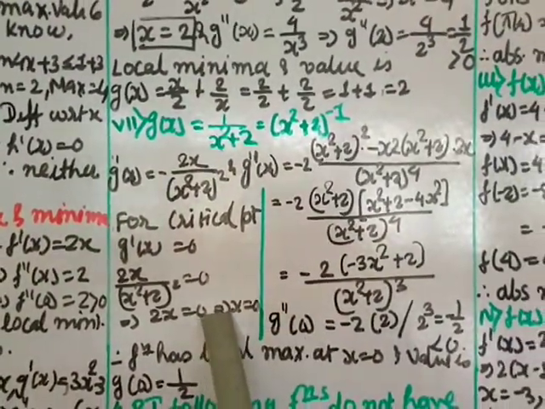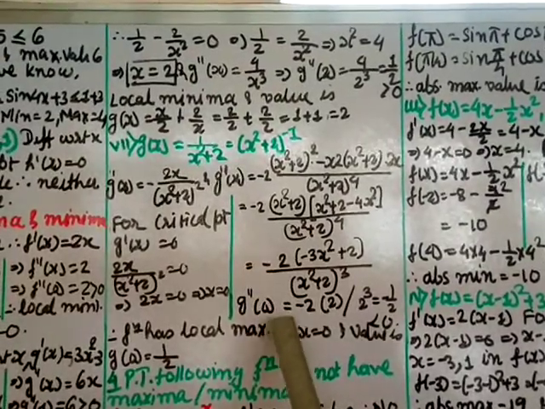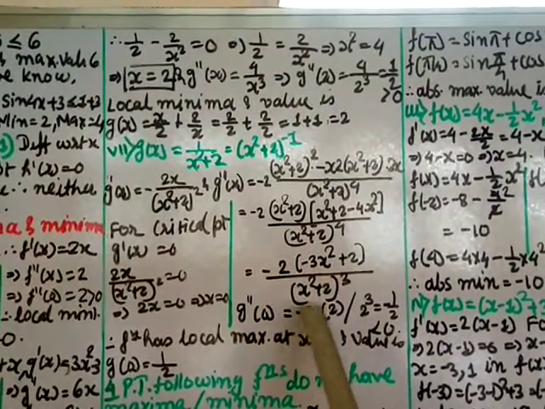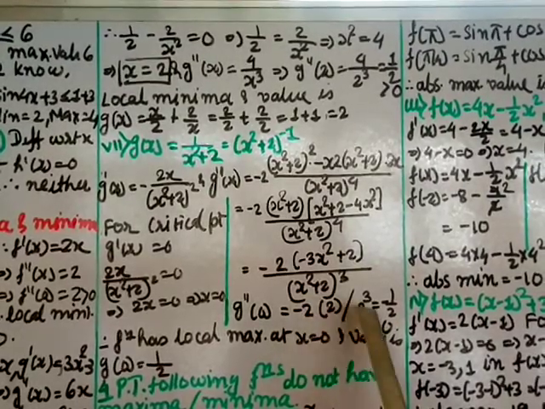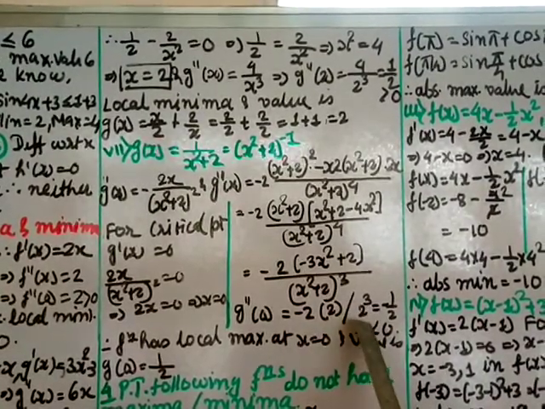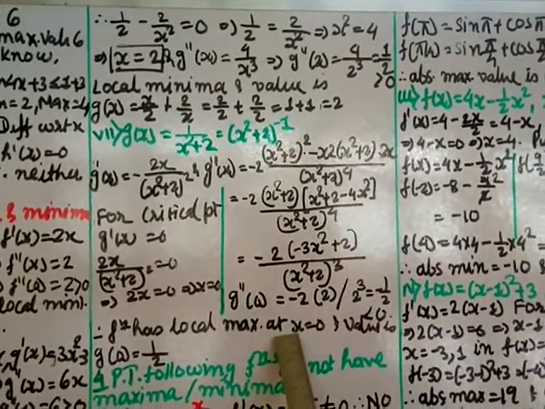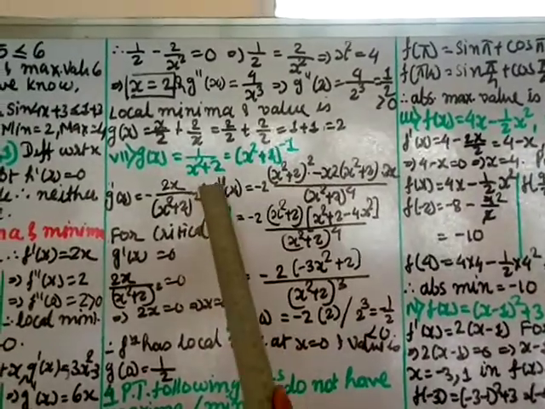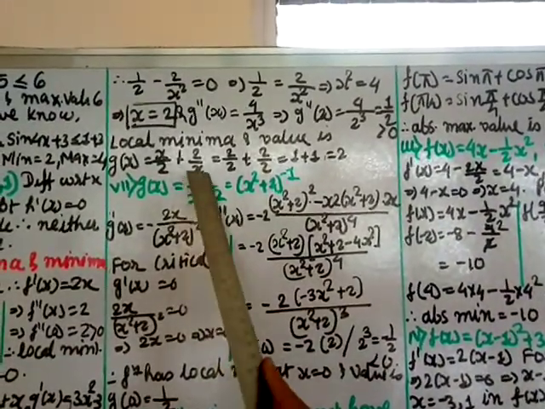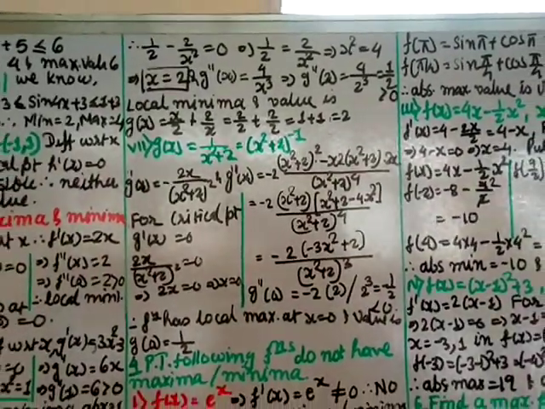Okay, now put this x equal to 0 in g double dash x. So here remains only 2, here remains 2 power 3, so here remains 2 into 2 is 4, and here it is 2 power 3, that is 8, so it is minus 1 by 8, which is a negative answer. So the function has a local maximum at x equal to 0, and what is the value? Put this x equal to 0 in the function. So I put 0 here, so you get 1 by 2. So the local maximum value at x equal to 0 is 1 by 2.